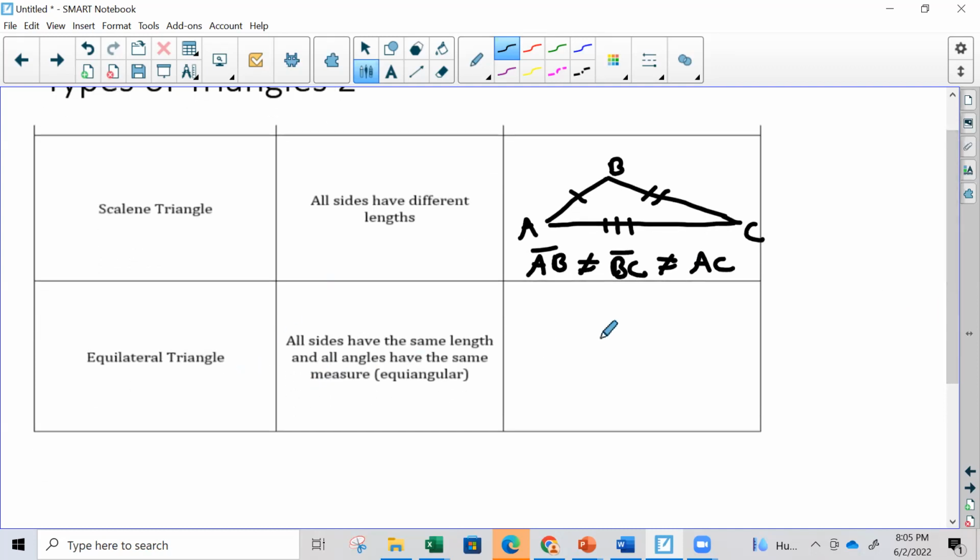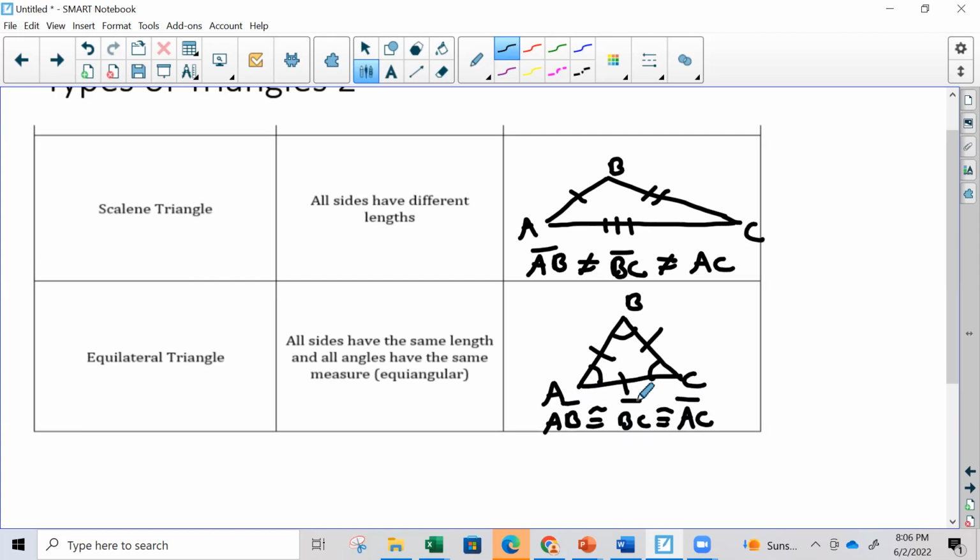An equilateral triangle is a triangle that has all three sides equal. If it has all three sides equal, all the angle measures are also equal, and that's called equiangular. So in this triangle, we would say AB is equal or congruent to BC, which is congruent to AC, and angle A is congruent to angle B, which is congruent to angle C.